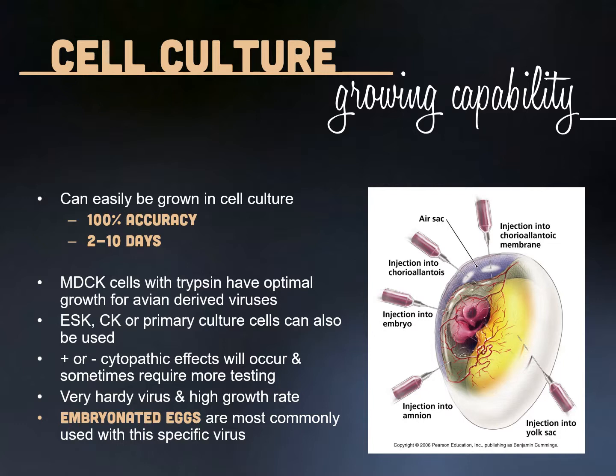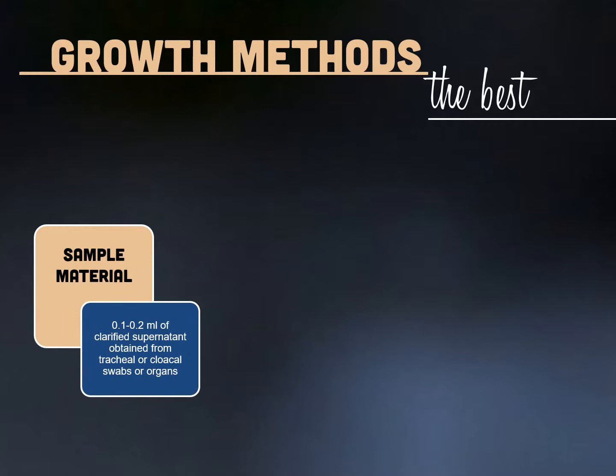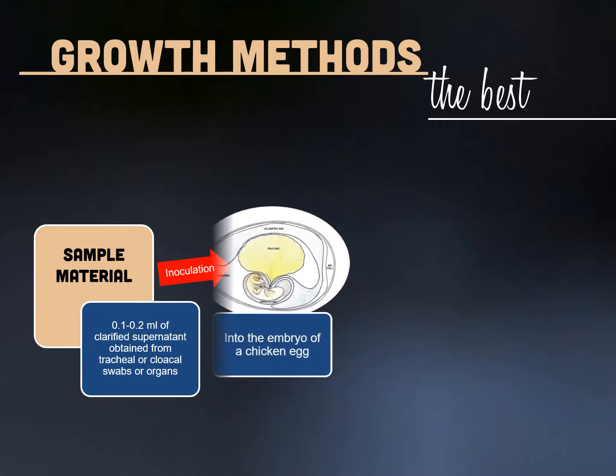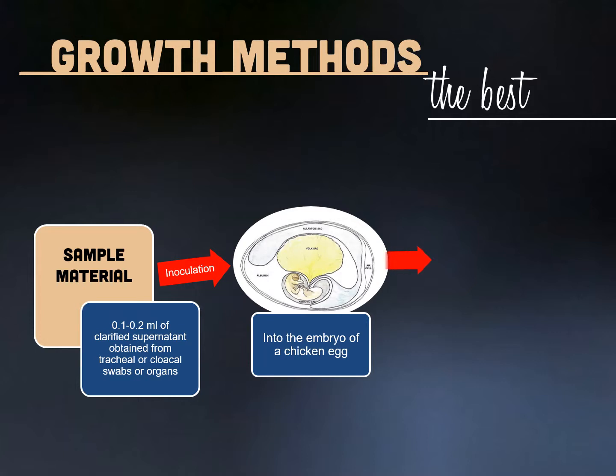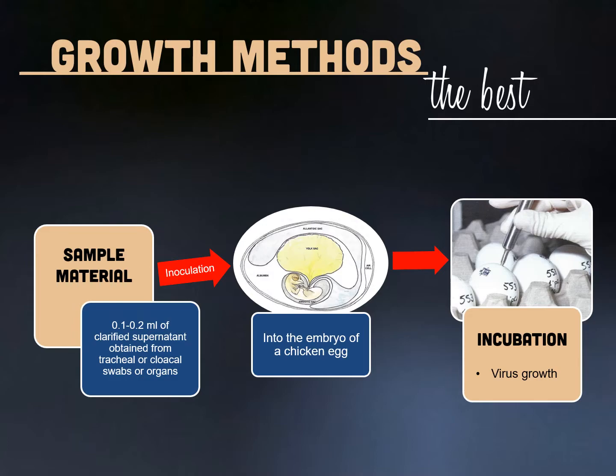Most avian viruses grow readily in embryonated eggs, and this is the option of choice for the amplification of viruses from avian hosts. During the process of avian influenza virus isolation, the sample material is inoculated into the allantoic cavity of a 9 to 11-day-old chicken egg. The eggs are incubated, allowing any virus present to grow.